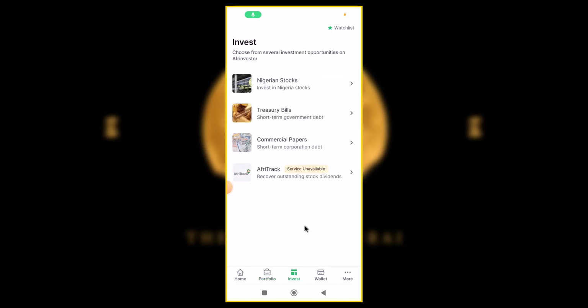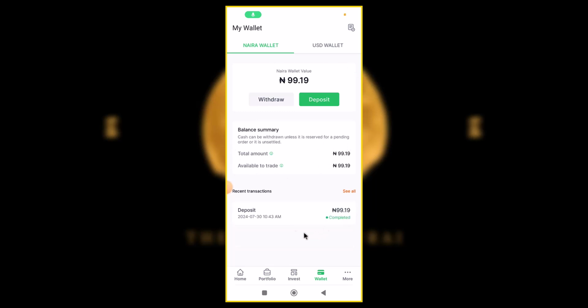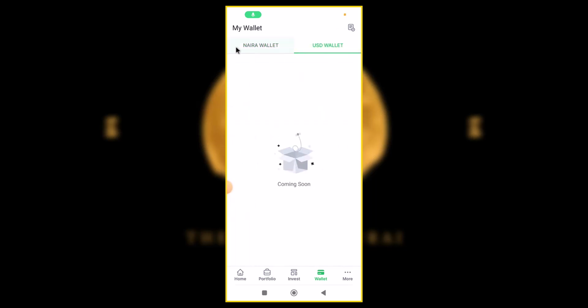If you come to invest, this is where you start seeing the Nigerian stocks. You can see treasury bills, you can see commercial papers, and they have a feature they say is coming soon. Before we get to the Nigerian stocks, I'll show you how to buy or sell them. You can look at your wallets and see the total money you have. So far I just deposited some money. I've not really done anything extensively with this app. I've just been studying it, and they say the USD wallet is coming soon.